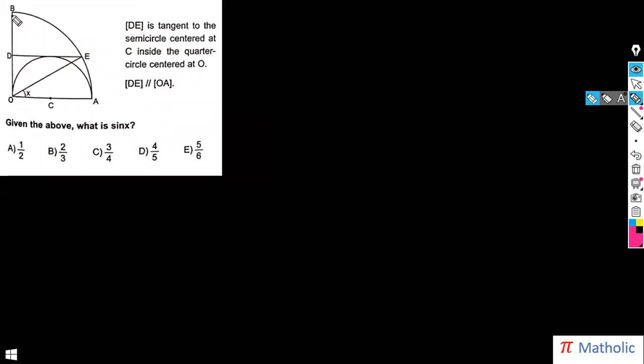Okay, a semicircle is given, a quarter circle is given, and it is given that DE is parallel to OA. What is sine x? So we know if these sides are parallel to each other, alternate interior angles are equal to each other, which means if this is x, this is also x. So sine x in this triangle is OD over OE. So let's find OD and OE.